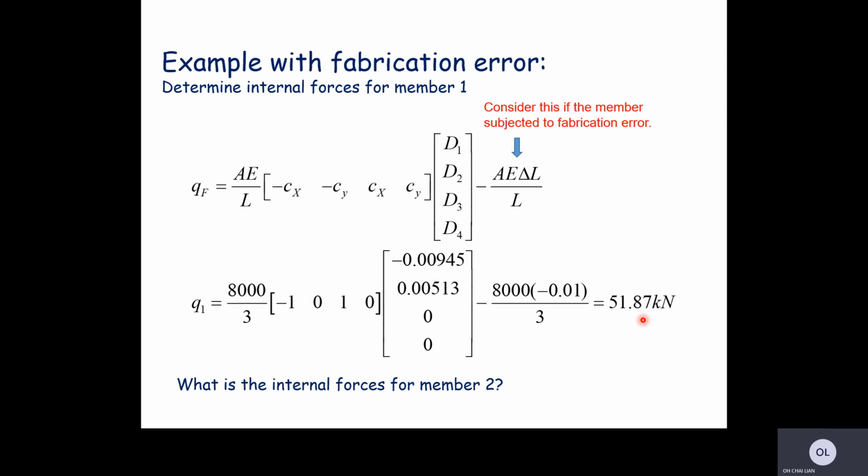If you compare with the earlier problem, there is a very significant change in the value. To get this value, it is actually negative 1 multiply negative 0.00945, plus 0 multiply 0.00513, plus 1 multiply 0, plus 0 multiply 0, and then multiply with 8,000 divided by 3, and then minus this value. So you get 51.87 kilonewton. You can try the internal forces for member 2. However, member 2 is not subjected to fabrication error, so the equation will be up to this only. You do not need to add any fabrication error consideration for member 2.